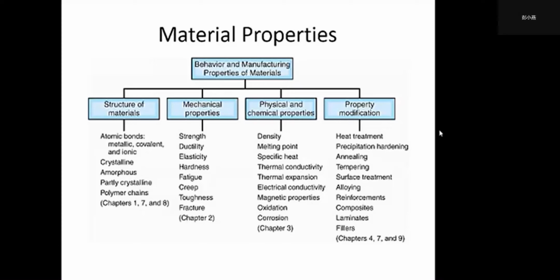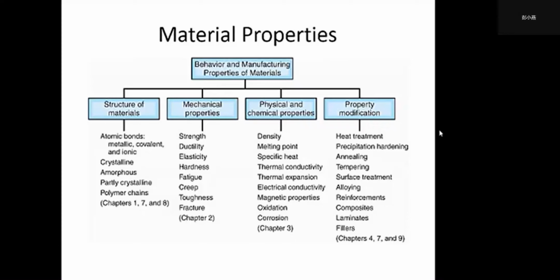Physical and chemical properties include density, melting point, specific heat, thermal conductivity, electrical conductivity, and some other properties. Mechanical properties are important because we need to know the behavior of the material under some load in different kinds of manufacturing technologies. And for some specific kinds of manufacturing technology, the physical and chemical properties are also important.